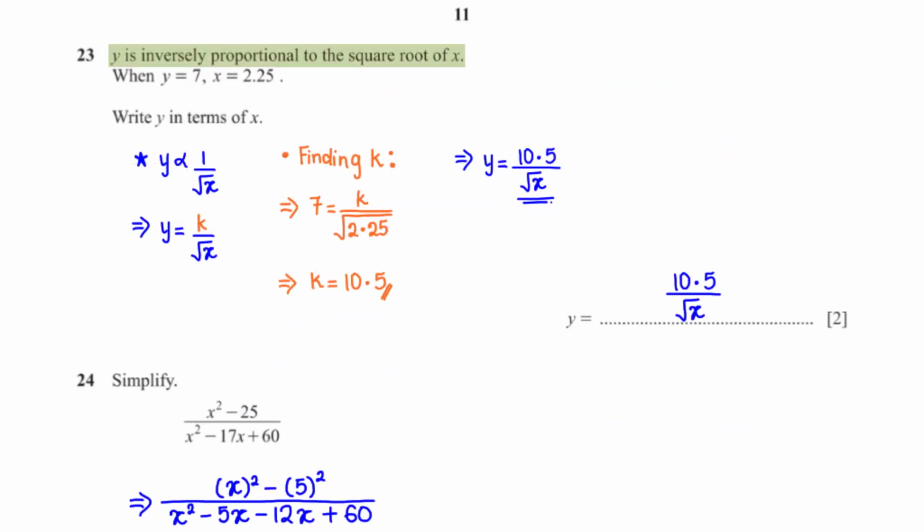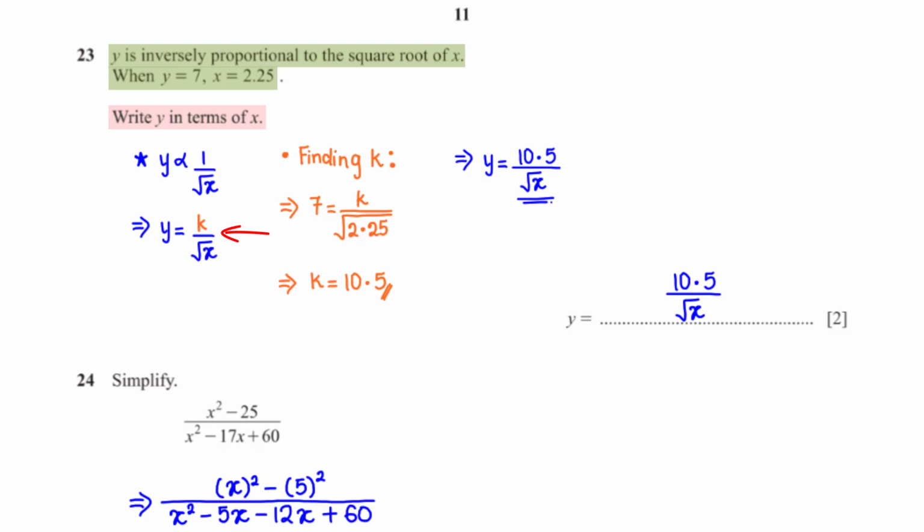Y is inversely proportional to the square root of x. When y is 7, x is 2.25. Write y in terms of x. In mathematical terms, we write y is inversely proportional to the square root of x. We can rewrite this as y is equal to a constant, which we are going to call k, times 1 over square root of x.